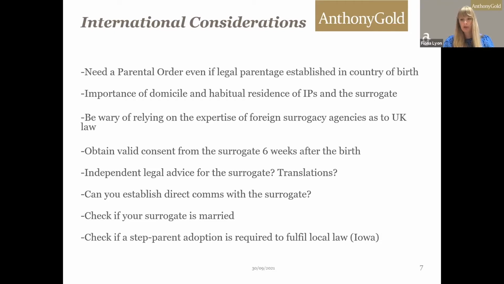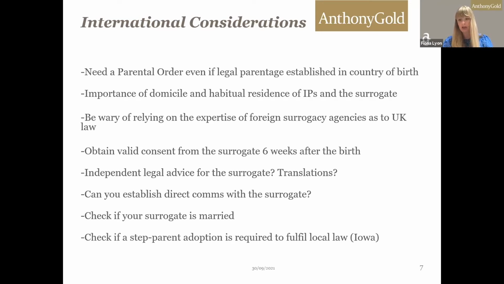In terms of obtaining valid consent, please bear in mind that you might not have any contact with the surrogate after the birth. So you really need to make sure she's able to give consent 6 weeks after the birth. Where is she going to be? Do you know where she lives? These are the sorts of things that you really need to consider. Might it be worth your while getting independent legal advice for the surrogate so you can show that they have freely entered into the situation, and there's been no exploitation?